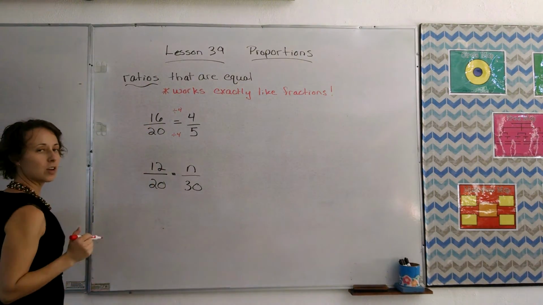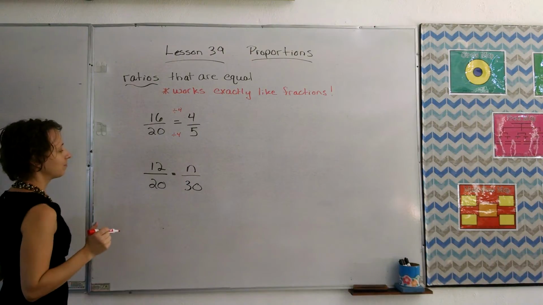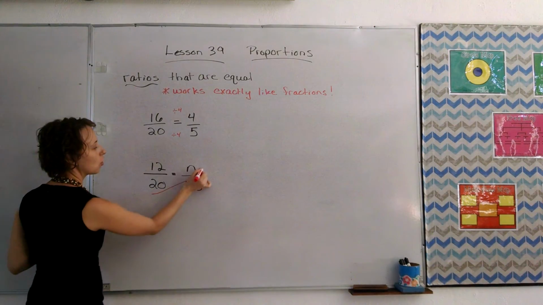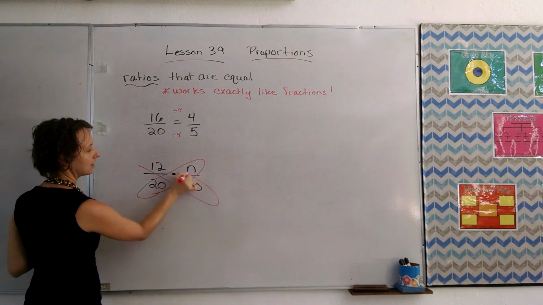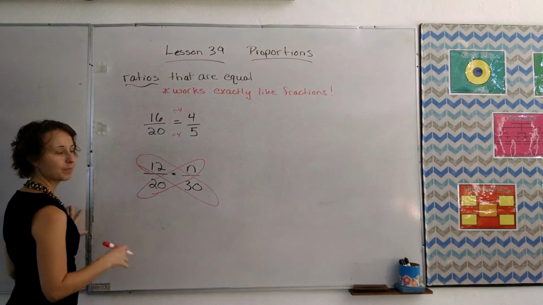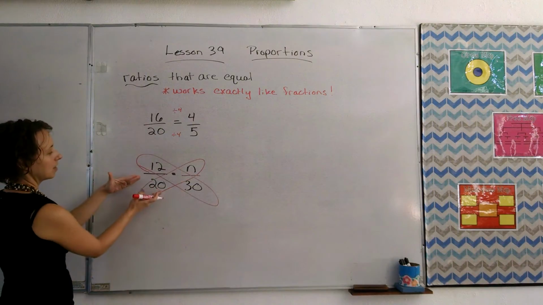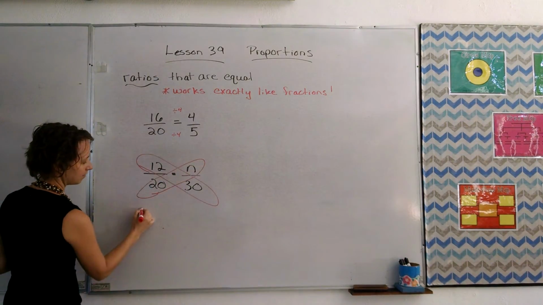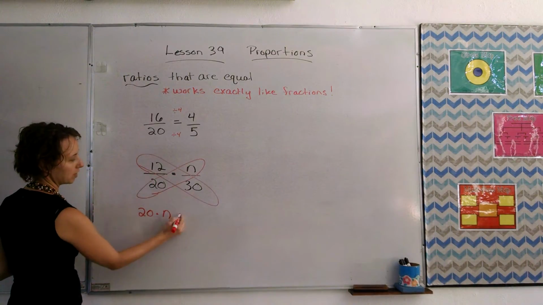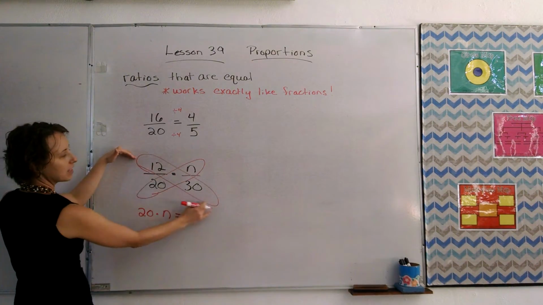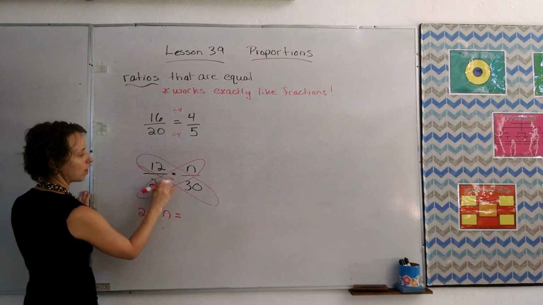Are you ready? Raindrops falling. Drawing circles. You can cross multiply. That times that, and this times this. Here's what this looks like when we rewrite it. 20 times n equals the other two cross multiplied, 12 times 30.